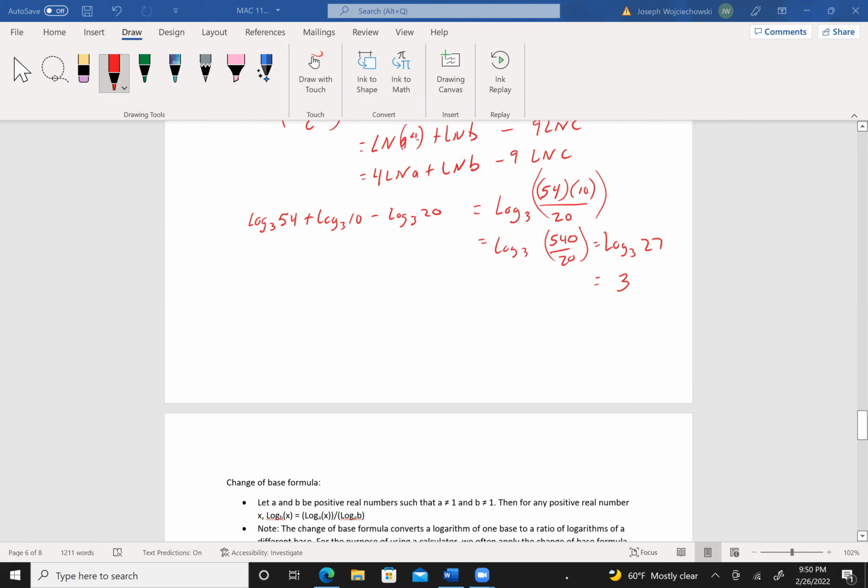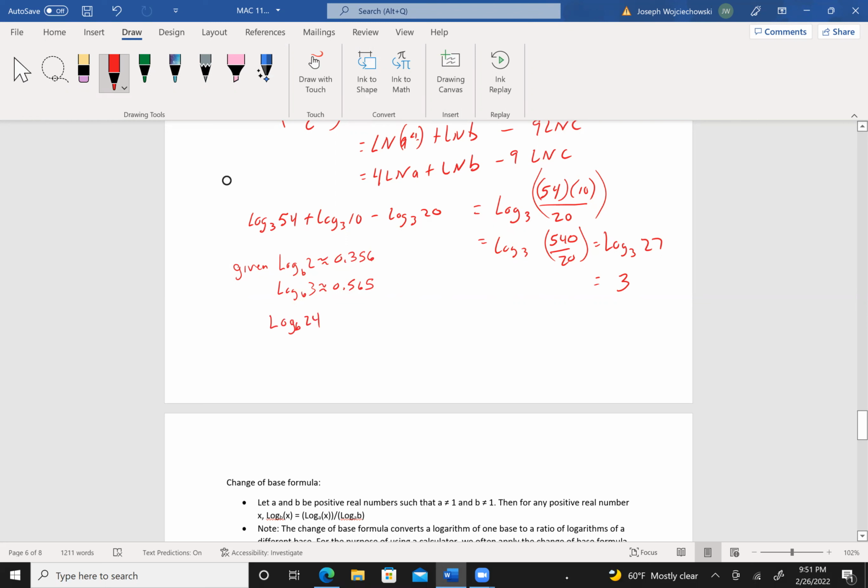We can look at this further. Say I'm given the log base b of 2 is approximately 0.356, and the log base b of 3 is approximately 0.565. Can we guesstimate the log base b of 24?